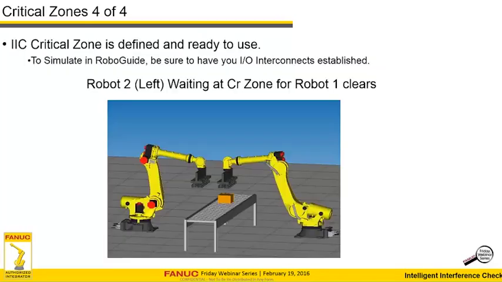So after you set that up, at this point, the IIC critical zone is defined and ready to use. If you want to simulate this in RoboGuide, make sure that you have your I/O interconnections established. So Robot 2 was low priority. We're going to watch an example where Robot 2 on the left is waiting for the critical zone for Robot 1 once Robot 1 clears.